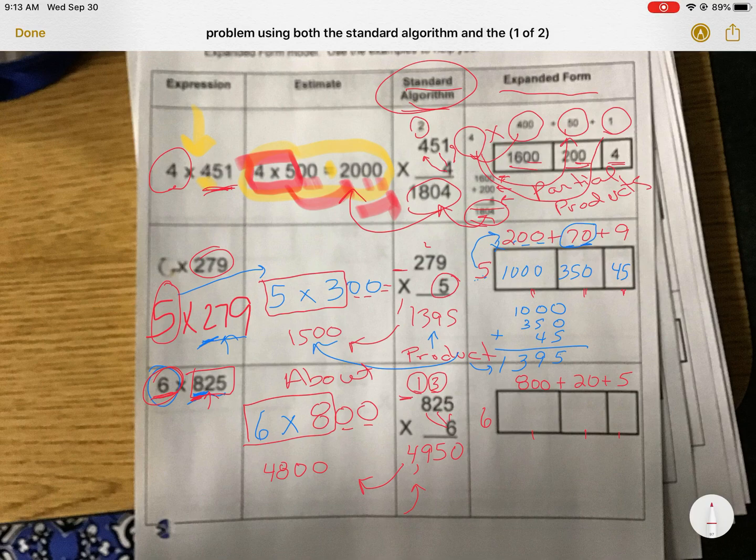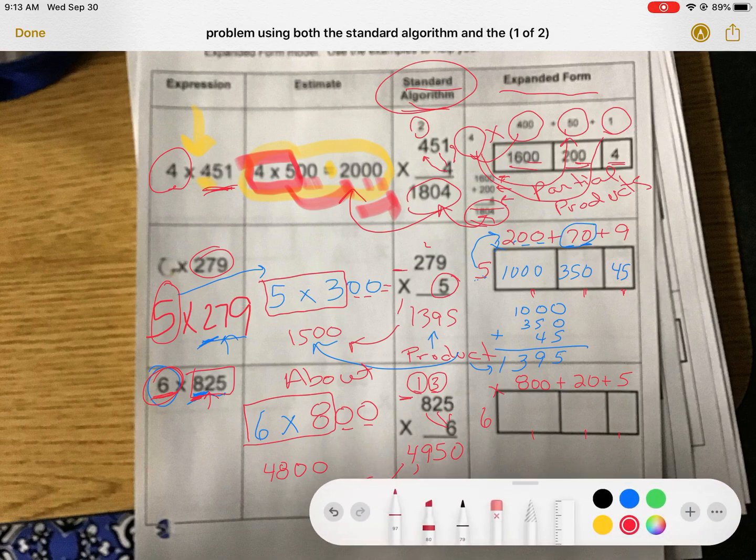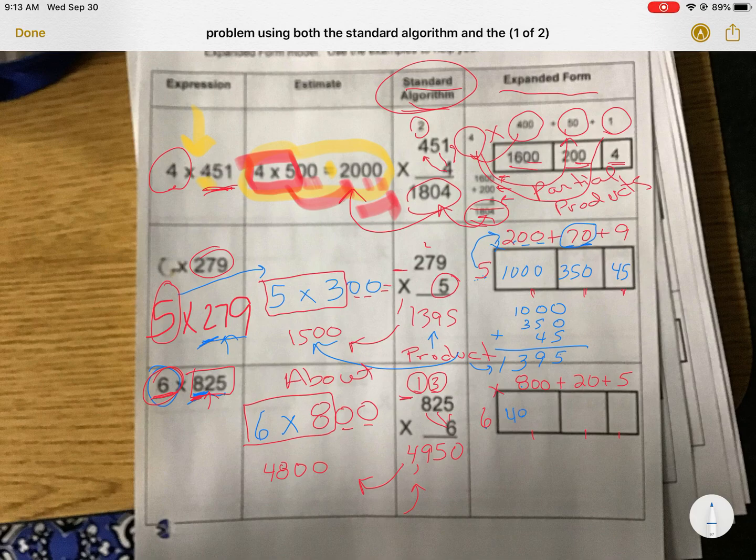Now I'm going to take that expanded form and distribute the 6 with each of those pieces. I'm going to use the 6 to multiply each piece. 6 times 8 is 48, but I have 2 zeros, so it's 48 hundredths. Then 6 times 20. Well, 6 times 2 is 12, add the zero, 120. I can also count by 20s.